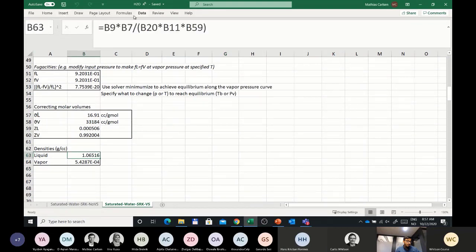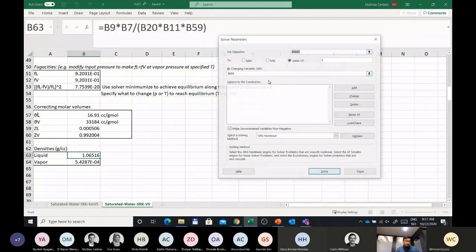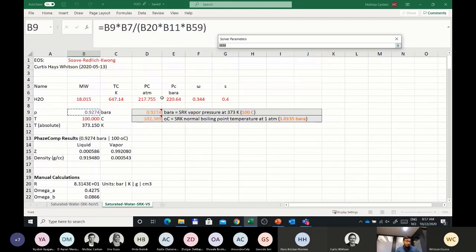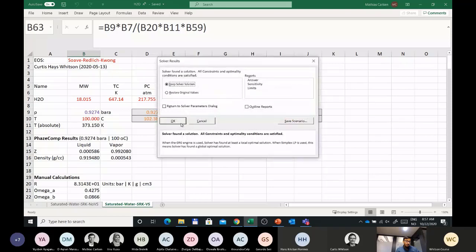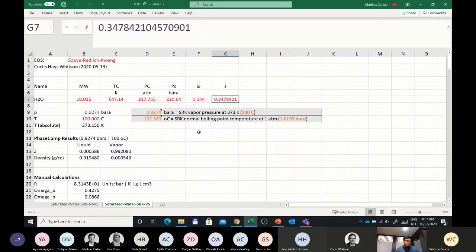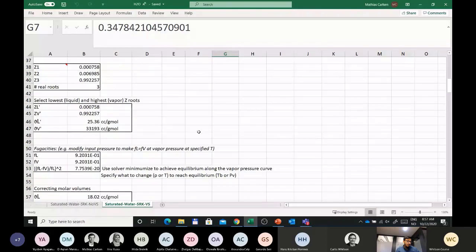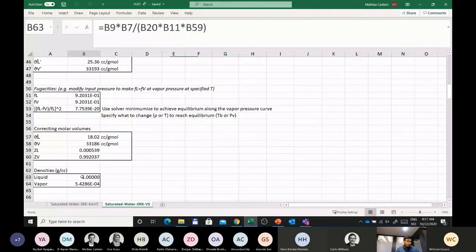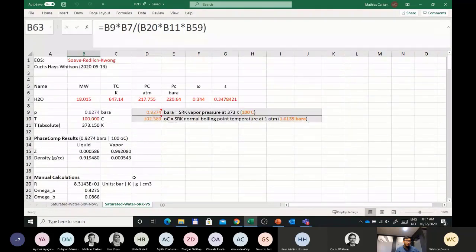Okay, so Data, Solver. We need the value of 1 here, and then change the value of S. So that's this volume shift that can give us the exact density, which is about 1 gram per cc for the liquid phase. So you can see that the volume shift can be used to accurately match the density at the given pressure and temperature.